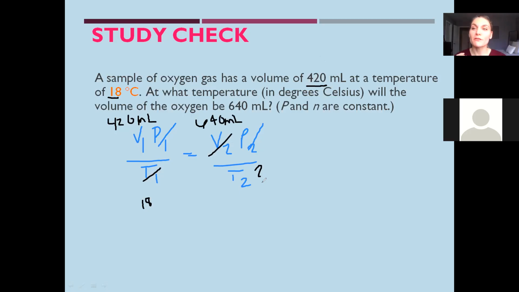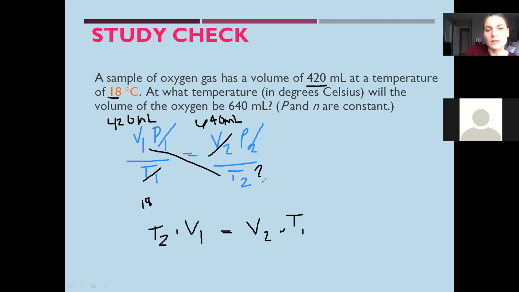So now we're solving for T2. So like I said, there's a couple ways to do this, but you're attempting to isolate T2 on its own. So how I was taught to do this is that you cross multiply. So T2 times V1 equals V2 times T1. So these two multiply together, these two multiply together. And now I can isolate T2.